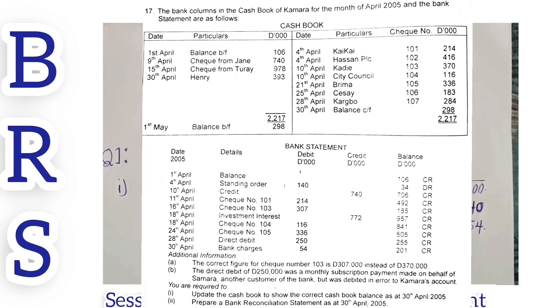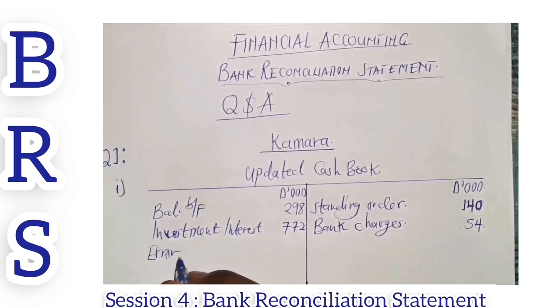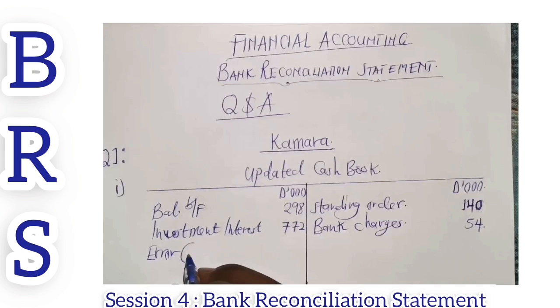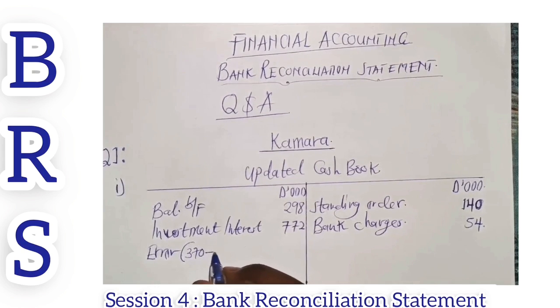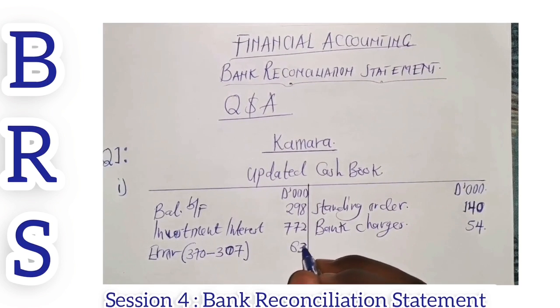Since that difference was at the credit side, for us to reduce that balance at the credit side, we are going to debit the difference at the debit side so that it reduces the balance at the credit side. Okay, so that's how it goes. So here we're going to write an error made. This error is the result of 370 taking away the 307, which should have been recorded at the credit side. So the difference is going to give you 63,000 at the debit side.